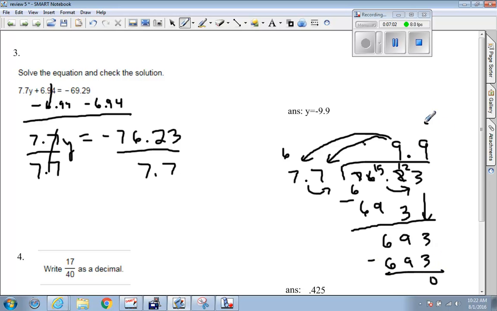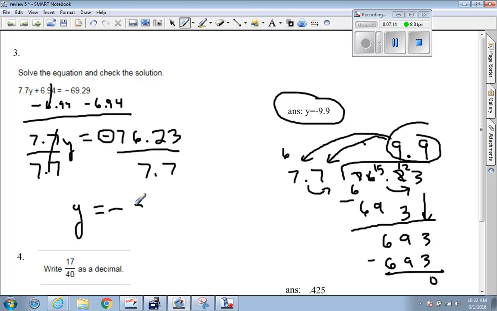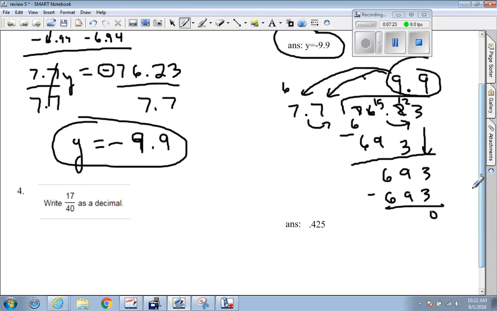So we're getting that 9.9 as our quotient, but we know that a negative divided by a positive is a negative. So notice the answer is negative 9.9. So final answer, y equals negative 9.9. Okay, hope that helps. Moving right along.